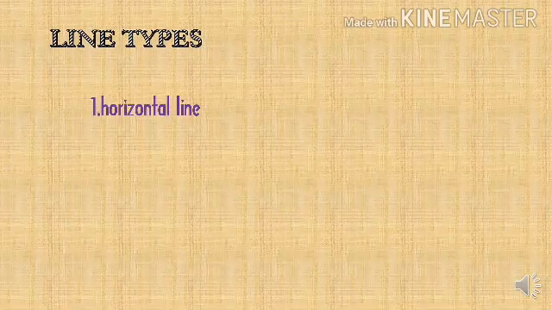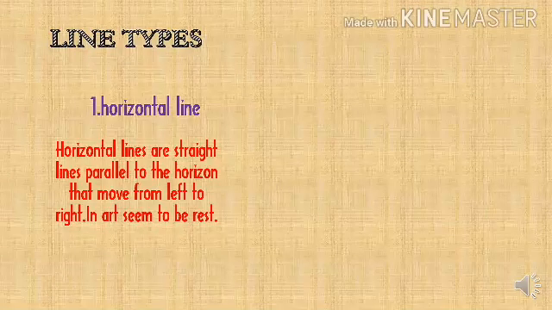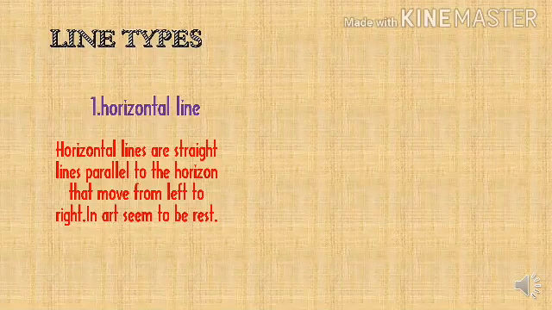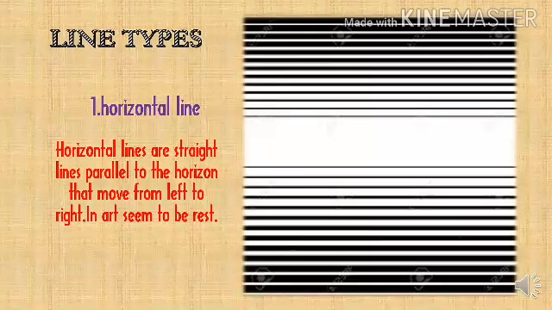First, horizontal line. Horizontal lines are straight lines parallel to the horizon that move from left to right. In art, they seem to be at rest. This is an example of a horizontal line.